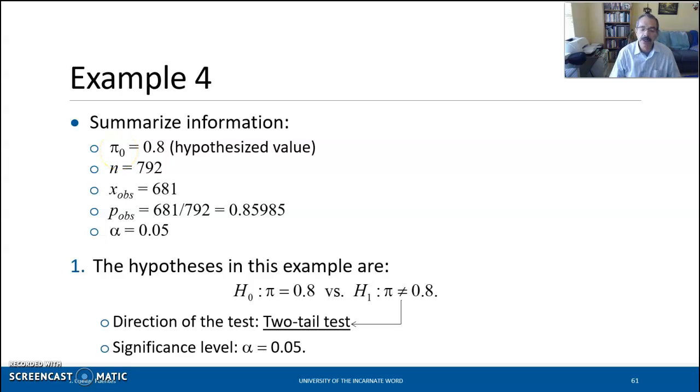The population proportion under the null hypothesis, pi sub 0, is 0.8. We call this a hypothesized value. The sample size is 792. There are 681 successes. So the sample proportion is 681 divided by 792, and that gives you 0.85985. And the significance level we want to use is 0.05.